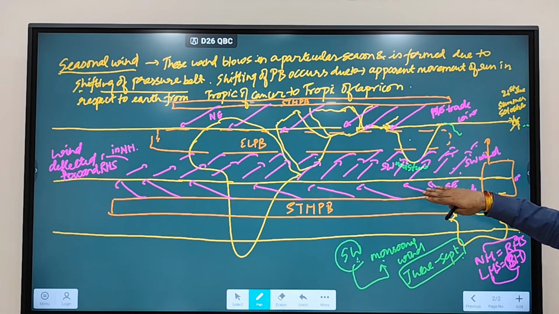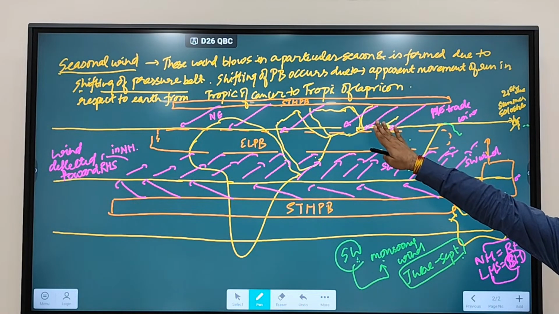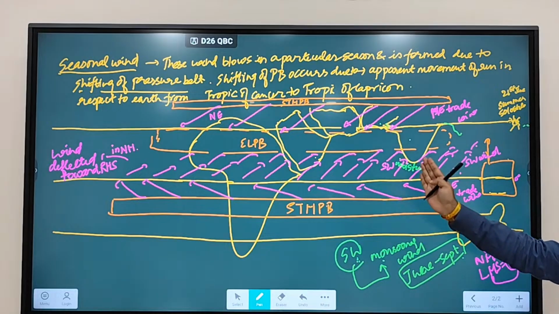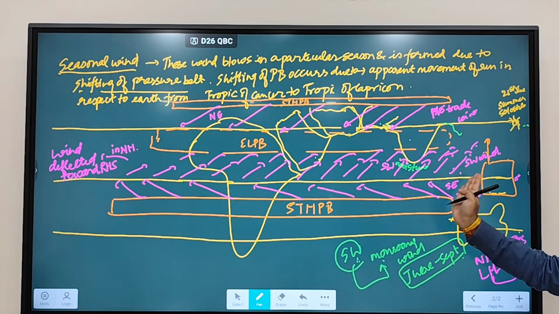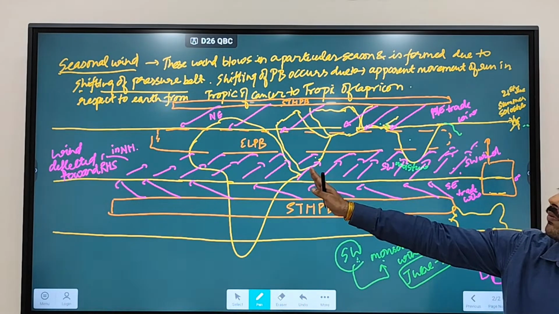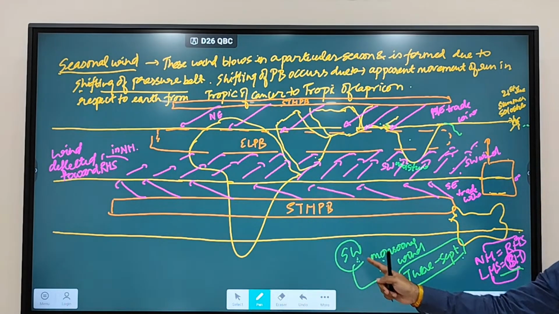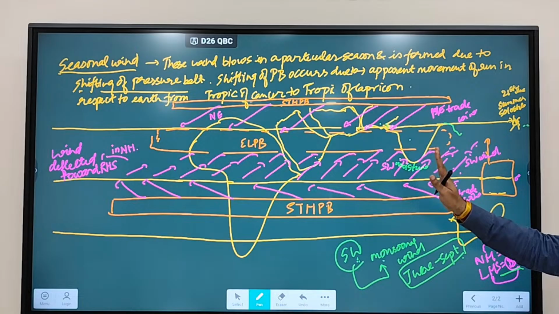When it shifts upward, the southeast trade wind has to cross the equator and reach towards the equatorial low pressure belt. When it crosses the equator, it will be deflected towards which side? Right hand side. Due to which force? Due to Coriolis force. And as a result, the southeast trade wind will become what? Southwest monsoonal wind, and this will pick up moisture as well as cause rainfall.